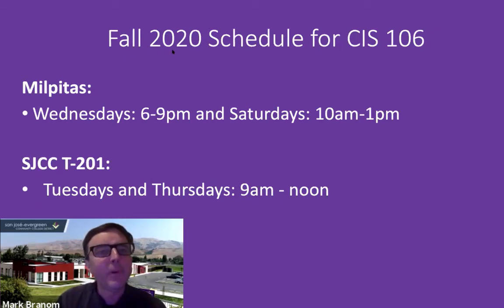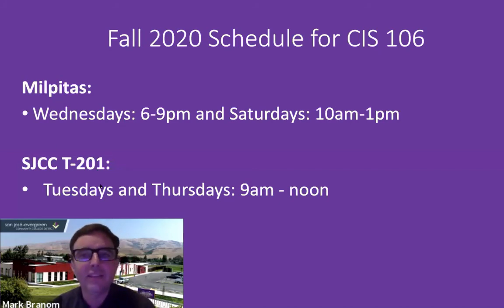So I accidentally put in the fall schedule. I meant to put in the spring. On the fall schedule on here, we had that we were going to be meeting in Milpitas and on campus. Of course, because of the pandemic, we're not going to be meeting physically in Milpitas or physically on the main campus, but we will still have two different sections of CIS 106.